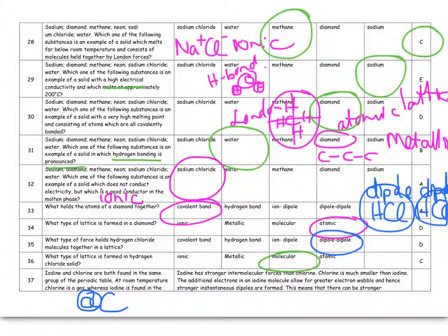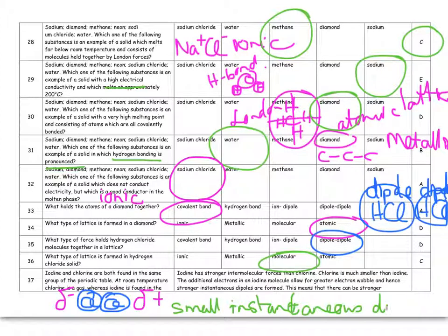Here's my chlorine. It's little. It's got hardly any electrons. It's got to form a dipole. One side will just for an instant have to become slightly positive, the other side slightly negative. Very few electrons to do that. So it has got small instantaneous dipoles because of low electron wobble. When I look at something big like iodine, I will have big slightly negative, big slightly positive. So I will have big instantaneous dipoles due to electron wobble.